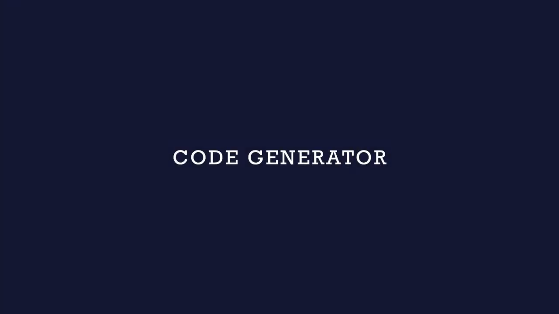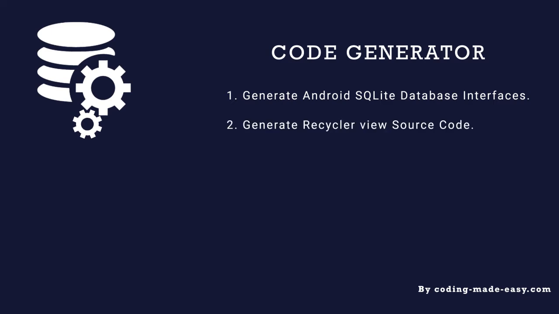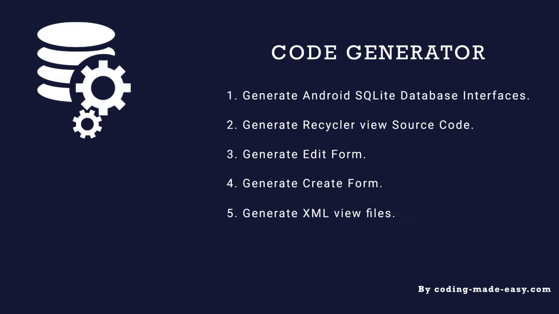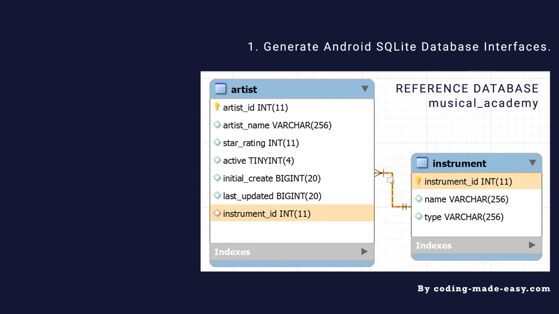Let's understand how to use the code generator to create an Android application. By the end of this video, you should be able to generate Android SQLite database interfaces, RecyclerView source code, edit forms, create forms, and XML view files. We will have an application performing addition, modification, deletion, search or get type of operations.